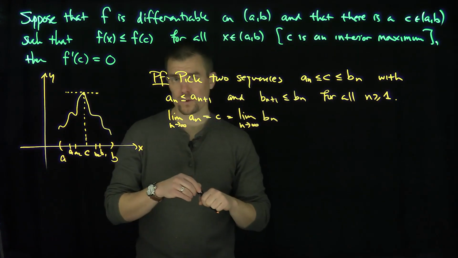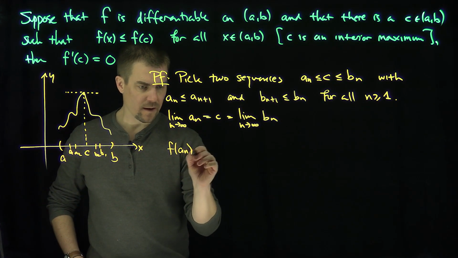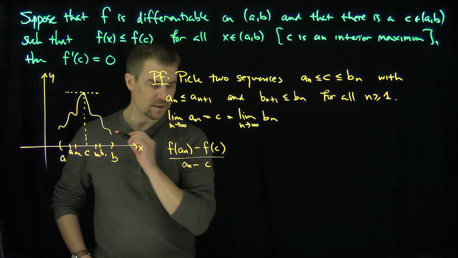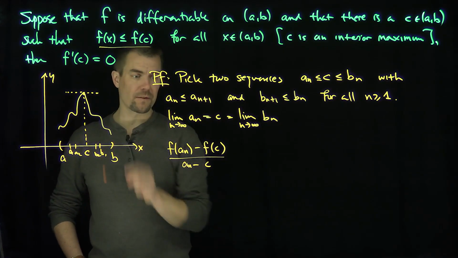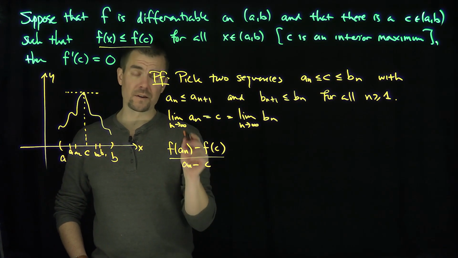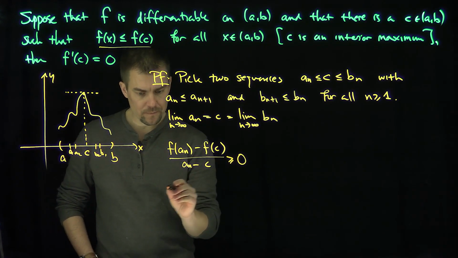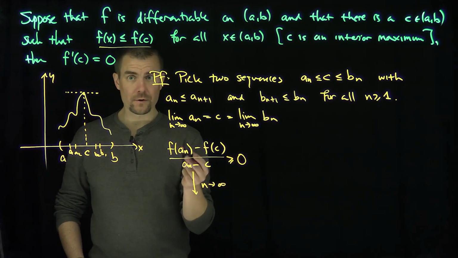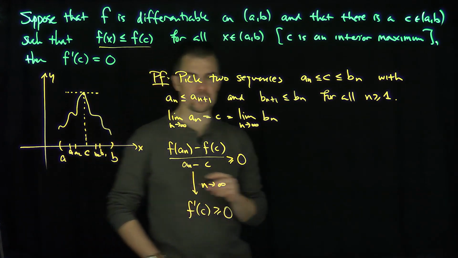Now let's look at the difference quotient at those points. If I look at f of an minus f of c over an minus c, let's look at the sign of this thing. Well, f of an is less than or equal to f of c by assumption, because f of c is the maximum. And now the an are less than c, so the numerator is negative and the denominator is negative, so this thing is greater than or equal to 0. As n goes to infinity, this difference quotient will converge to f prime of c. So f prime of c is greater than or equal to 0.